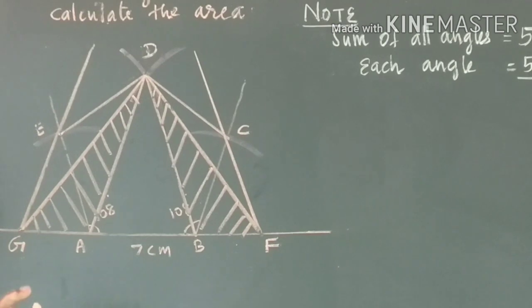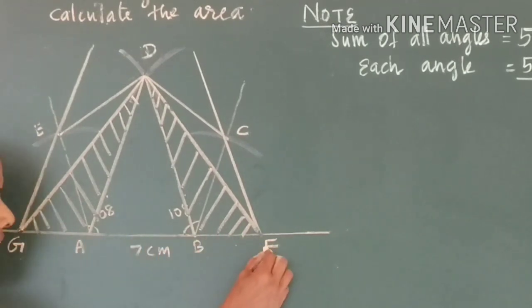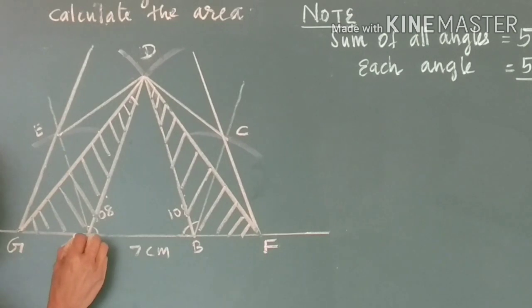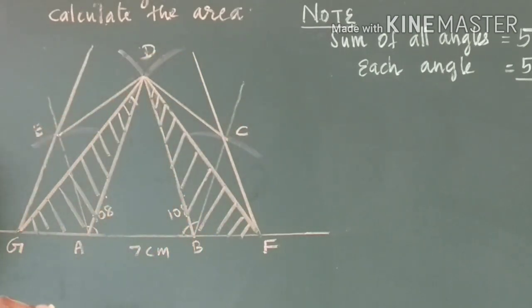Now look at the figure. You can see a triangle GFD whose area is equal to that of the regular pentagon ABCDE. Hope it is clear to you. Now we are asked to find the area also.